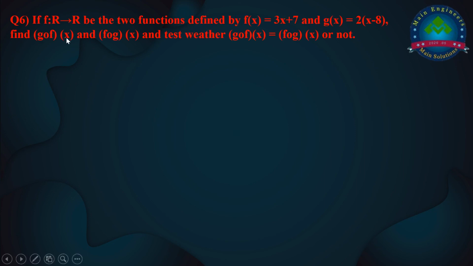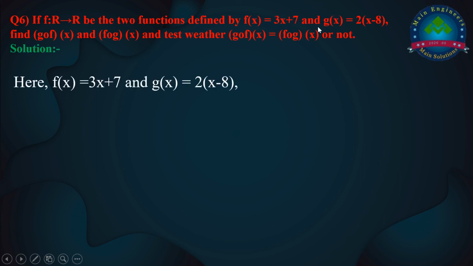Our next question is, here if f: R to R be the two functions defined by f(x) is equal to 3x plus 7 and g(x) is equal to 2 into x minus 8, then find GOF of x and f of g of x and test whether GOF of x is equal to f of g of x or not. So we have to test this, and our given functions are f(x) is equal to this and g(x) is equal to this. So let's solve the question. Solution will be here. f(x) is equal to 3x plus 7, g(x) is equal to 2 into x minus 8.